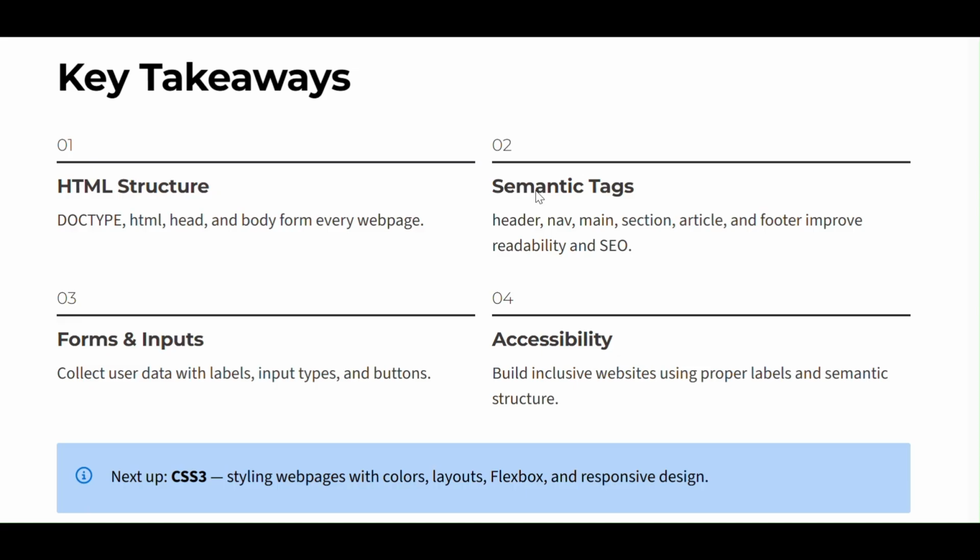Now let's understand what we have learned today. HTML structure, in which we have covered doctype, HTML, head, and body from every web page. Semantic tags, header, nav, main, section, article, and footer improve readability and SEO, that stands for search engine optimization. Forms and inputs collect user data with labels, input types, and buttons. Accessibility builds inclusive websites using proper labels and semantic structure.